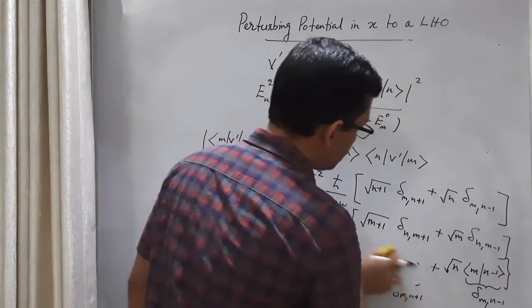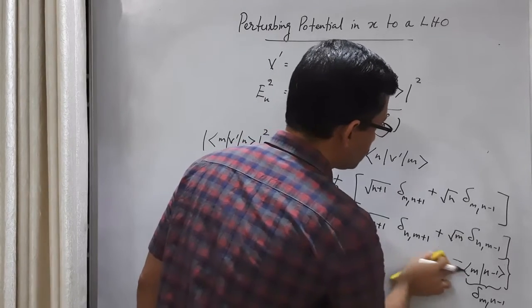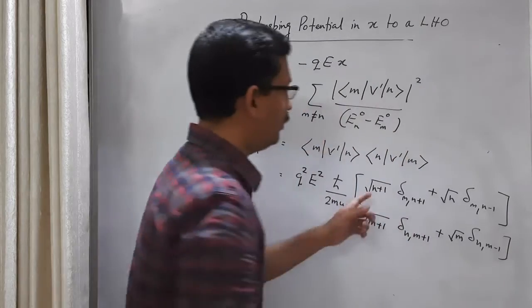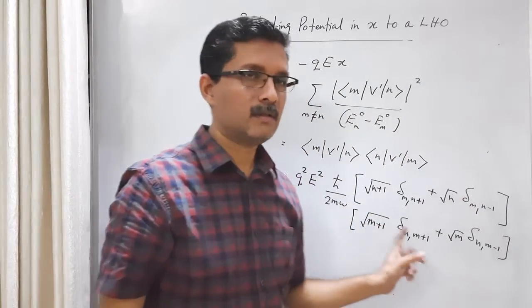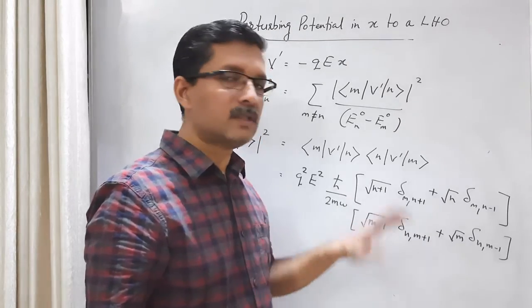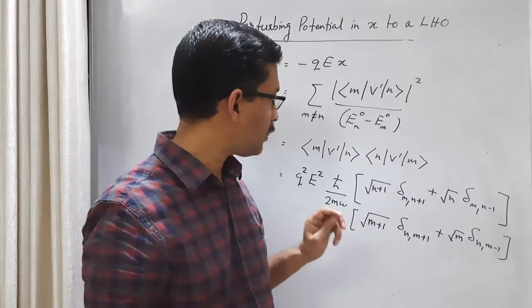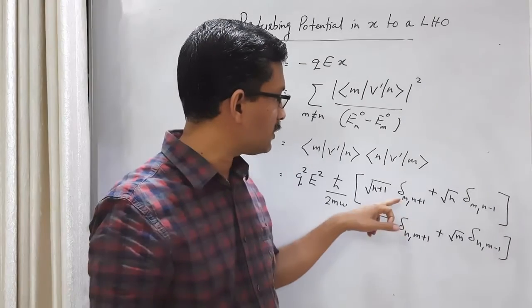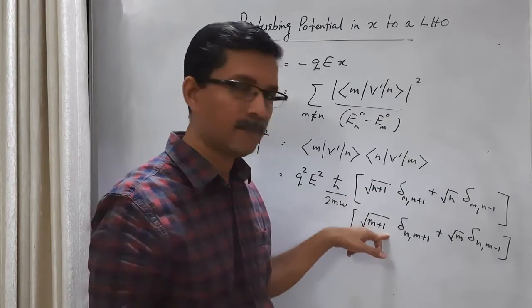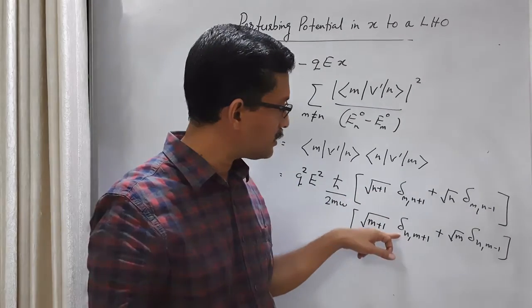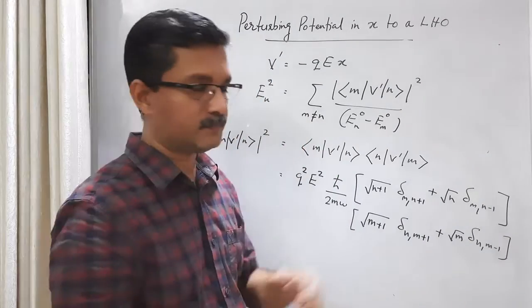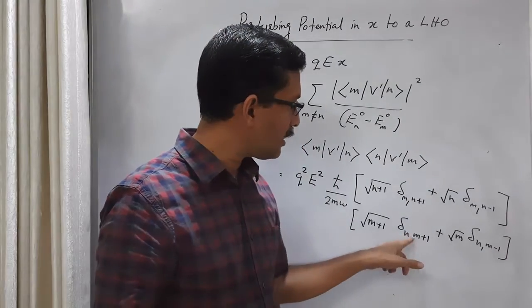You can see that there are 4 terms here. If you multiply 2 terms here, 2 terms here, there are 4 terms. But in these 4 terms, all the terms will not be non-zero. For example, you consider different possibilities. You have delta m comma n plus 1 here. Suppose you multiply this with this one. Then here what is it? Delta n comma m plus 1. Remember, the summation is over m. So what is the meaning of delta n comma m plus 1?